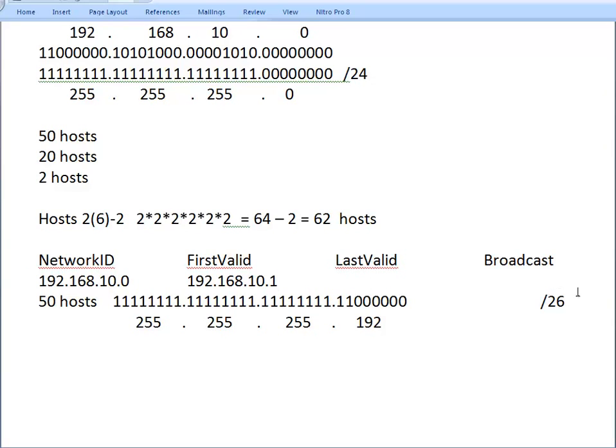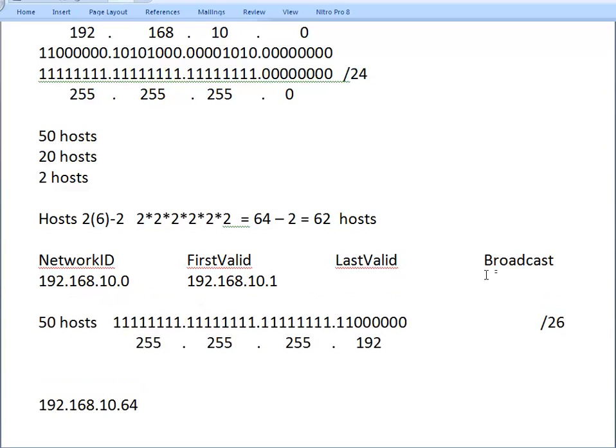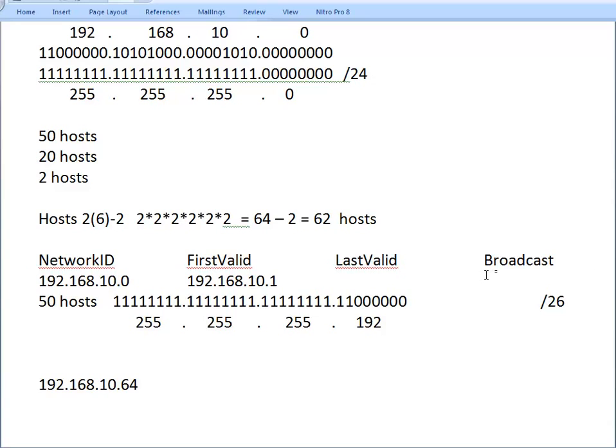To find the last valid and the broadcast, it's easy if we find the next network ID. Next network ID will be 192.168.10.something. This bit is on the fourth octet and is representing 64. So we have to increment by 64 on the fourth octet. So this will be 64. So the broadcast for the first network is the next network ID minus 1.